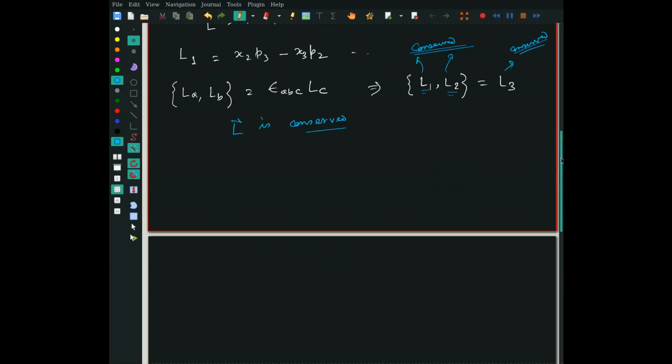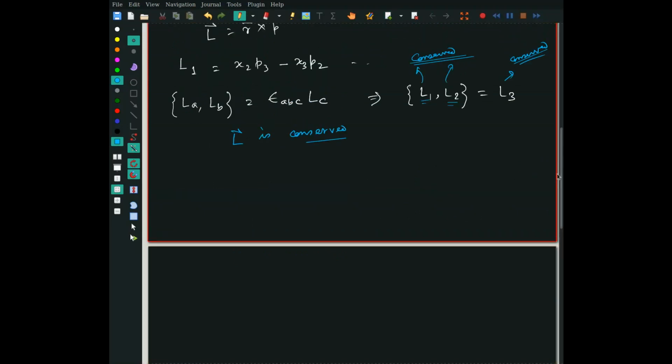So basically, one example of a closed Poisson bracket algebra, you can check that L1, L2, and L3 form a closed algebra under Poisson bracket relation. Okay, and you can also check that if you take the Poisson bracket between L square and any of the components of L, you should find it to be 0. Okay, so these are all familiar to you from quantum mechanics. So these are the essential things that happen in quantum mechanics.